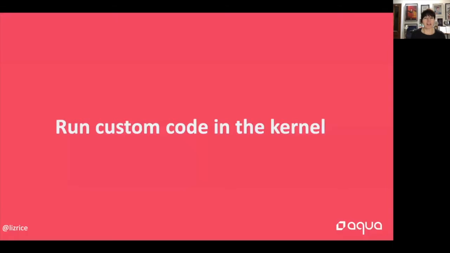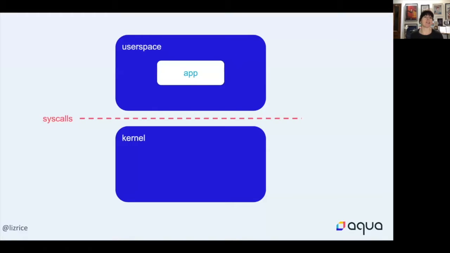So you probably know that eBPF lets you run your own custom code in the kernel. Normally, our application code runs in user space, and if it needs the kernel to do something, a privileged action on its behalf, then the application uses a system call to make that kind of request. Normally, system calls are abstracted away. Most programming languages hide the system call interface from us.